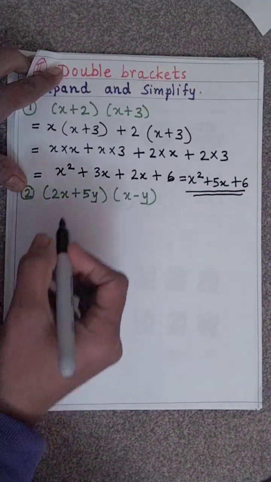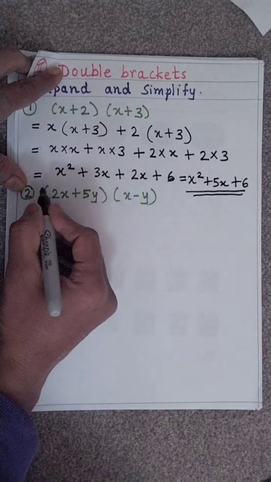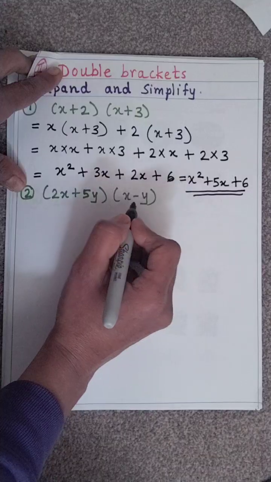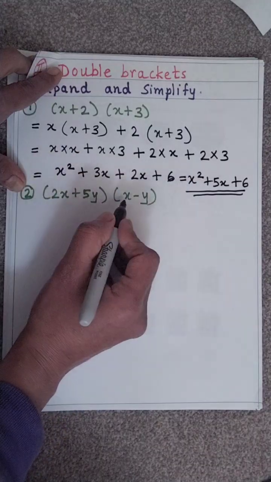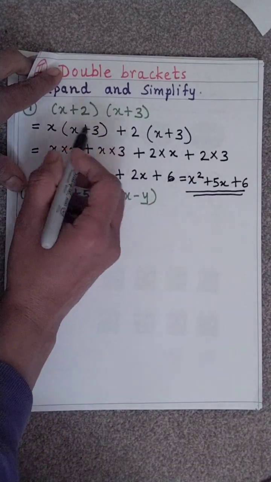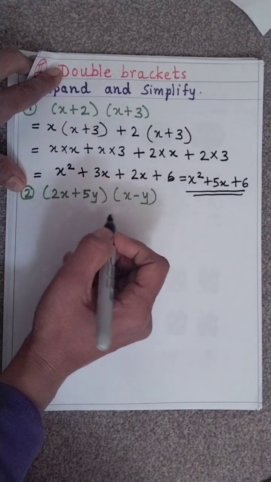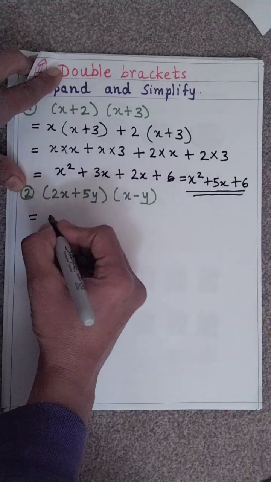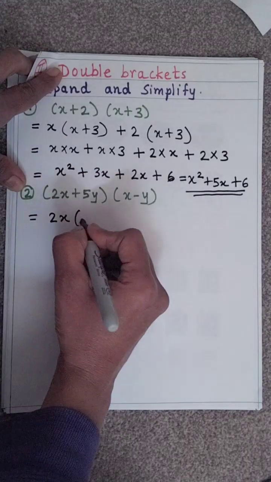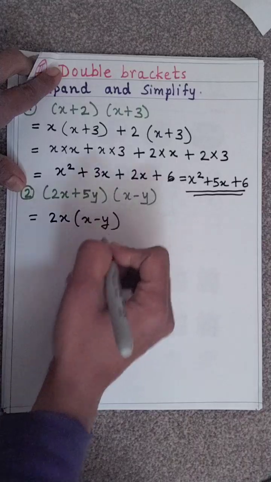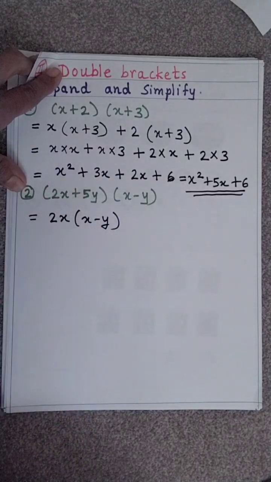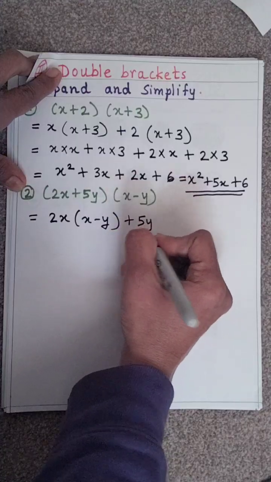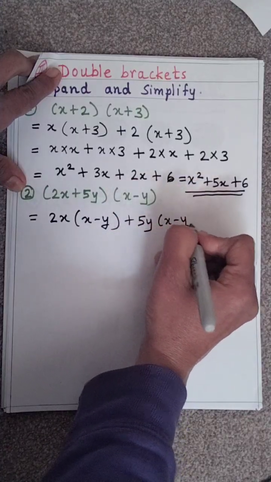Now here there is a bracket, 2x plus 5y bracket, x minus y bracket. So here in this example there is one plus and one minus. Here they were both plus signs. Here one plus and one minus sign. Put is equal to, take only 2x, then x minus y. 2x and x minus y. Now take plus 5y and then x minus y.